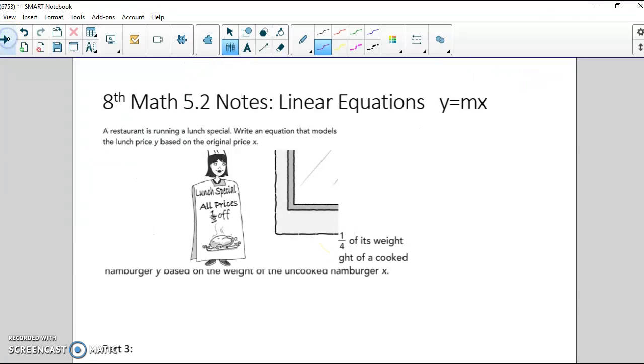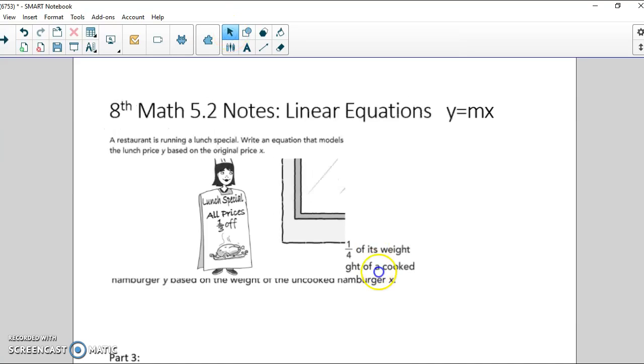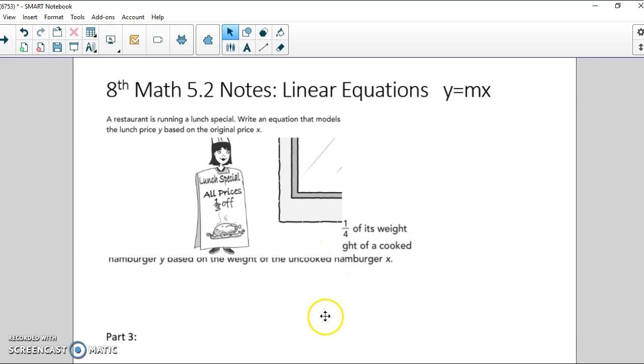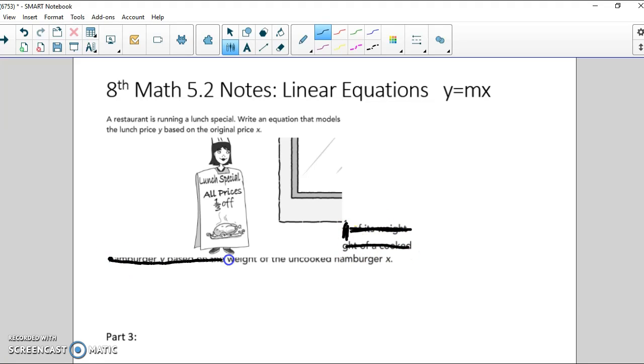So let's go ahead and check out part 2. A restaurant is running a lunch special. Write the equation that models the lunch price y based on the original price x. It looks like it's jumbled some of this up. Sorry, disregard this. I'm not sure why it has that there, but we're going to ignore it.